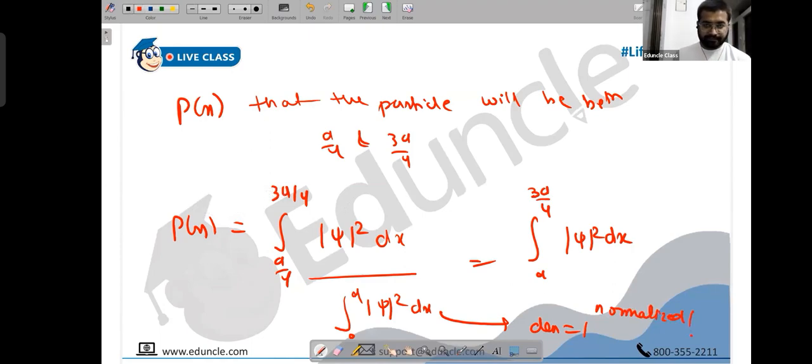Take your time. So when you go from A to B, here you have to write A to B, and the denominator has all space. But all space basically means if they are giving you a boundary, then take the boundary. They have given that the box is 0 to A, so you will take 0 to A.